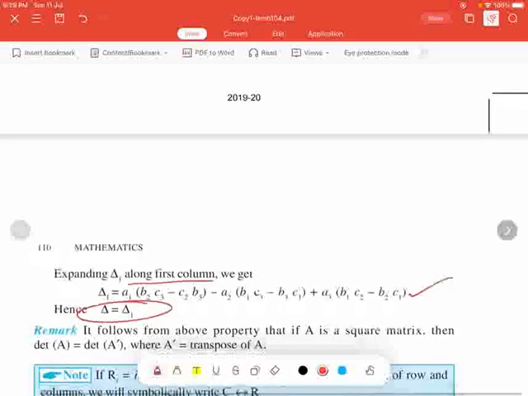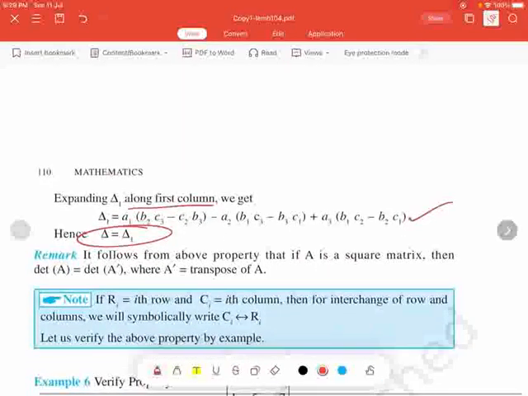So from here you can take a remark. Determinant of A equals determinant of transpose of A.